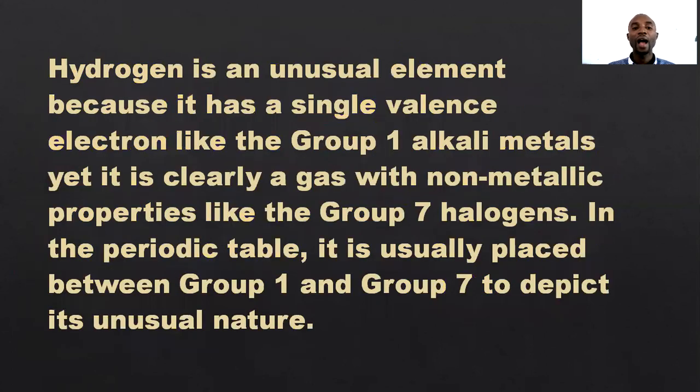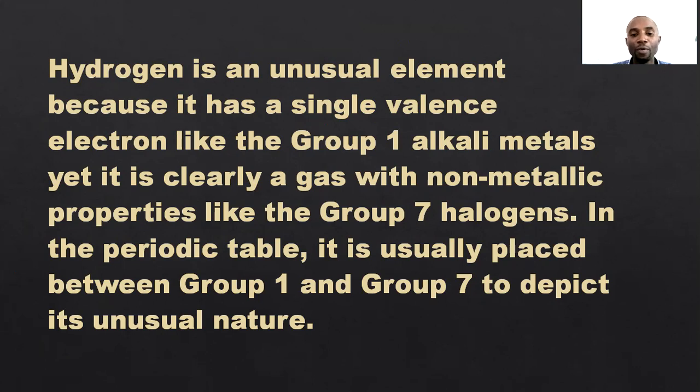All right. Hydrogen is an unusual element. Why? It has a single valence electron, like the group 1 elements, which are the alkali metals. Yet, it is clearly a gas with non-metallic properties, like group 7, which are the halogens. It is in group 1 actually, but it does not behave like them. It is just placed there for convenience, but it behaves like group 7. It has no metallic properties. It's a gas, not a metal like group 1 elements.